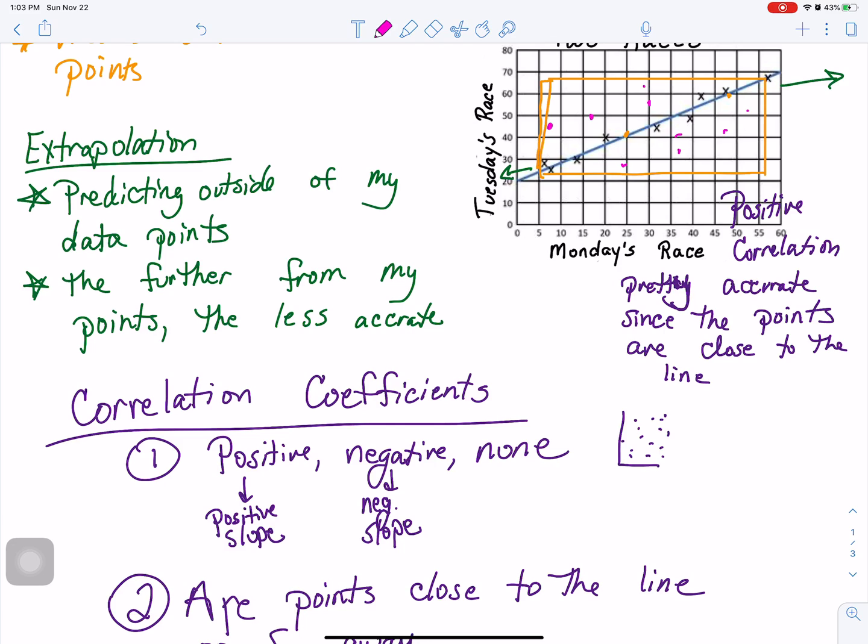So yours are just positive, negative, or none. If you put none on the test, that means you didn't draw a line, and that means you got a ton wrong, so don't use none. And then describing how close our points are to the line. And that would be all the pieces that we have left.